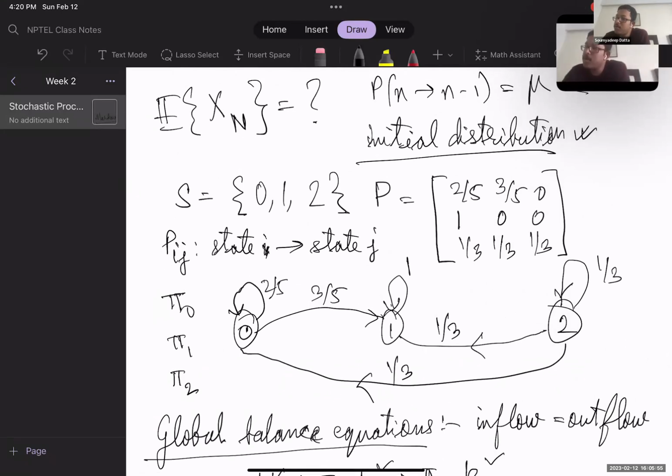So here, can you predict which state will be transient? Like you just have this number here. Can you predict which state will be transient and which state will be recurrent?